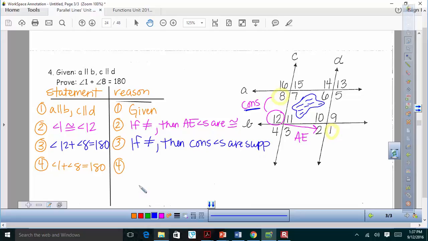Okay, now we know from what we just did that 12 plus 8 is 180. How do I figure out 1 plus 8 is 180? Substitution. Okay, so we know 1 and 12 are equal, which means I could easily substitute or replace this 12 with this 1, which would mean angle 1 plus angle 8 also equals 180. And so that would be by substitution.